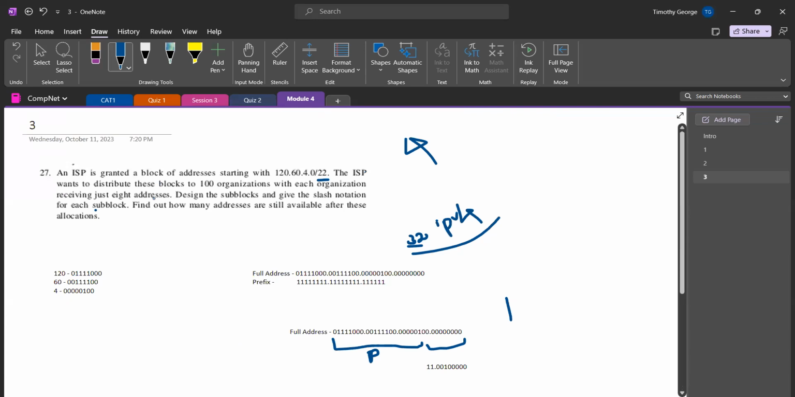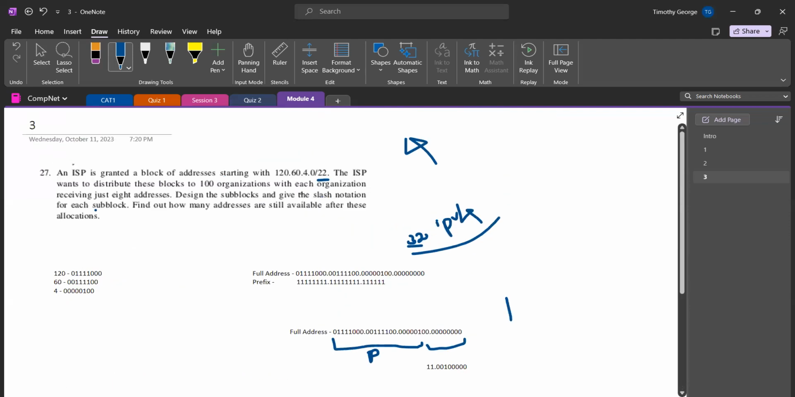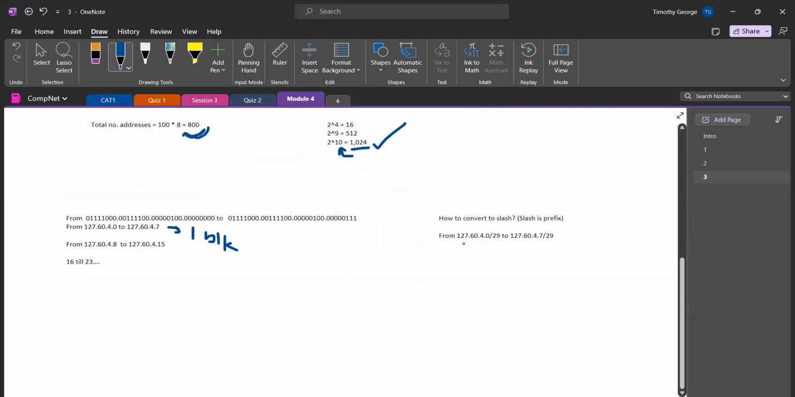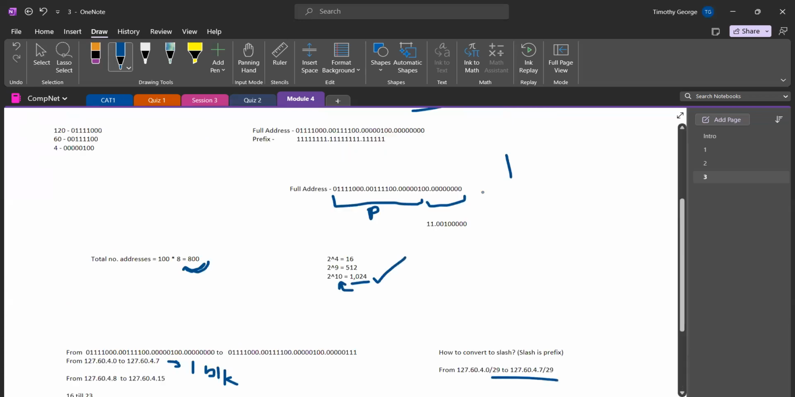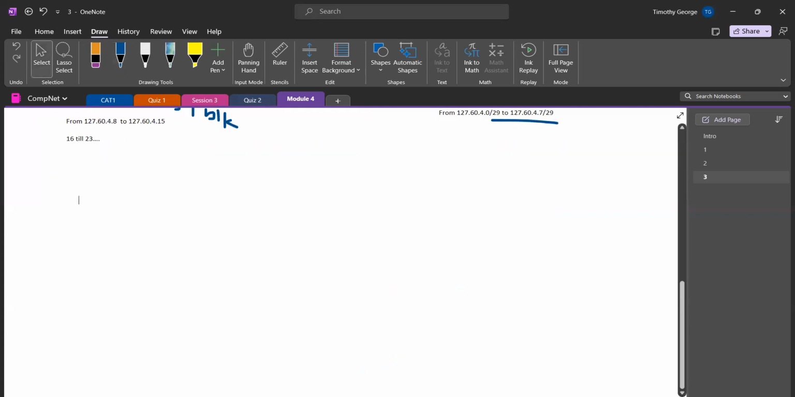Each block has 8 addresses. So the first block we gave 8 addresses from 0 to 7, and from 8 to 15. Then it will go 16 to 23 and we'll go on. Then they asked to give the slash notation for each subblock. This is how we give the slash notation. And one more thing is to find out how many addresses are still available after these allocations. So how many are available? This is very simple to find out.